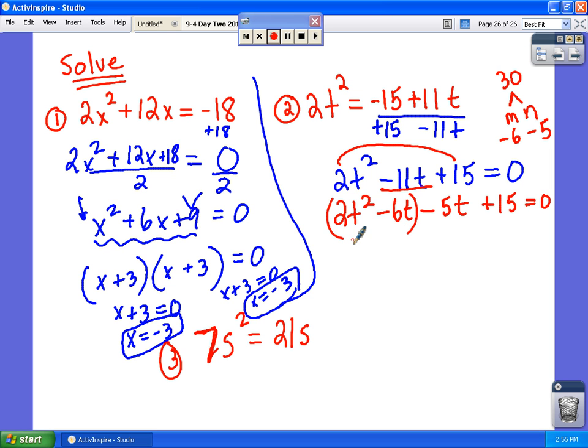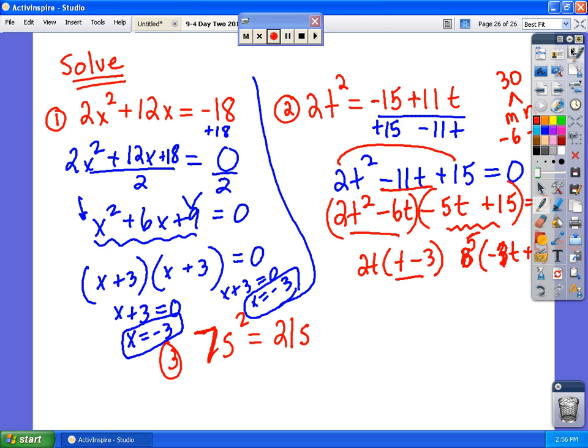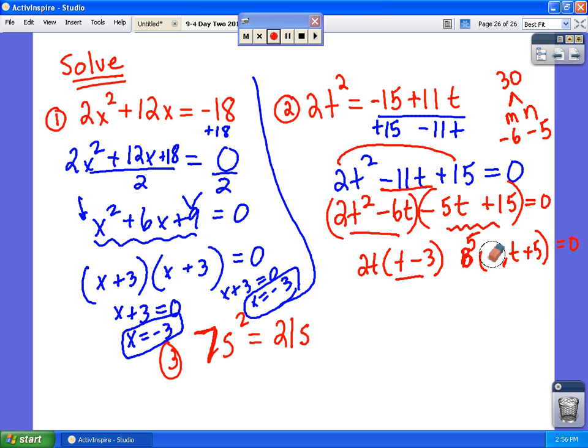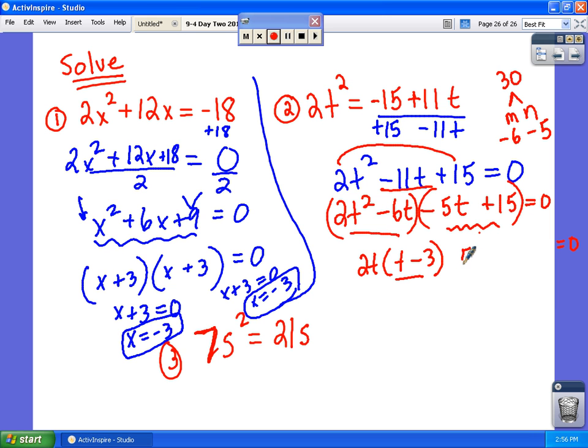Now I'm going to group, and the greatest common factor of this binomial is 2t. I'm left with t minus 3. The greatest common factor of this one is a 3, and I'm left with negative 5. Well, here I have t minus 3, and here, you know what, I apologize. Let me go ahead and erase this. Here we go. Now, when I factor out, I'm going to factor out a 5, and I'm left with negative t, and 15 divided by 5 is positive 3.